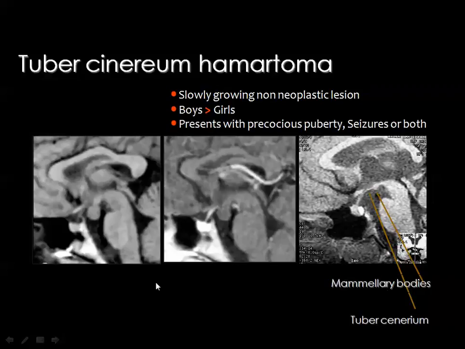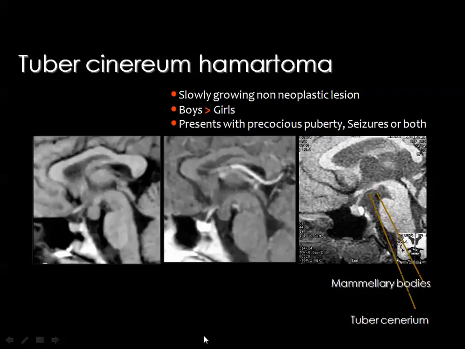And tuber cinereum hamartoma is a benign lesion arising from this part of the hypothalamus, and it is more common in boys than in girls, usually presents by precocious puberty and sometimes with seizures, and maybe both precocious puberty and seizures as well.